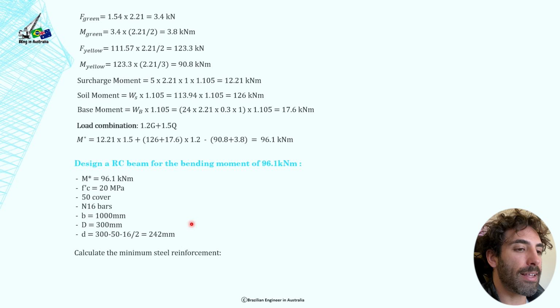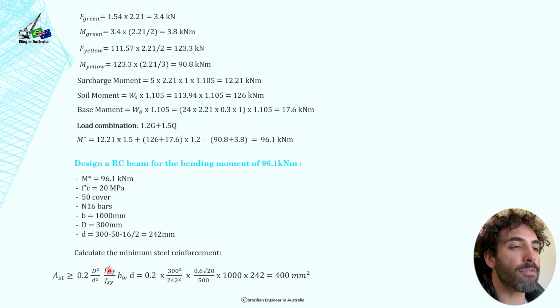So before we go ahead and calculate the capacity, we're going to calculate the minimum steel reinforcement. The minimum steel reinforcement given for a reinforced concrete beam is this formula here, and it gives us 400 millimeters squared. This formula is pretty much 0.2 times D squared divided by little d squared times f'ct.f divided by fsy, times bw times d. We have all these values above here. The one we don't have is fsy, which is 500 MPa for steel.